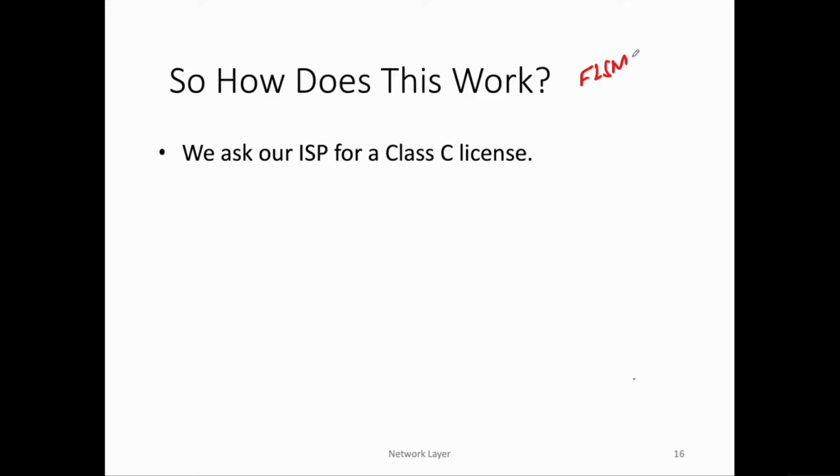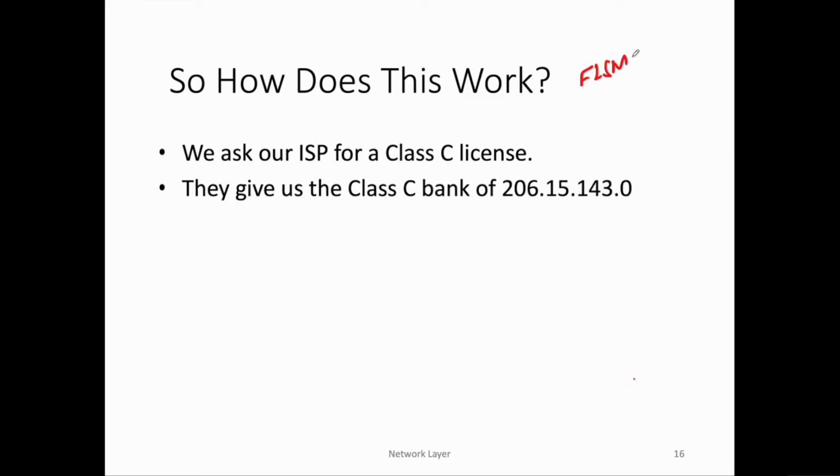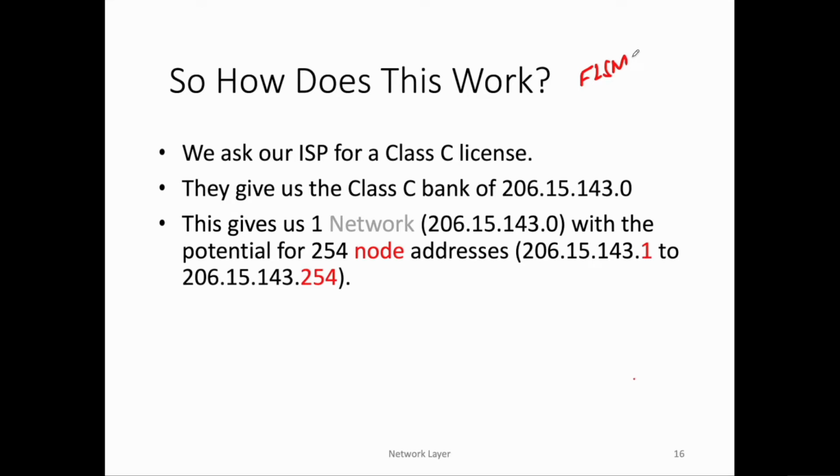So let's assume that we have asked our ISP for a Class C license, and we are given a Class C address of 206.15.143.0. Obviously, we know that's a small block. This is one network, meaning this address will give me one network address, which is obviously 206.15.143.0.